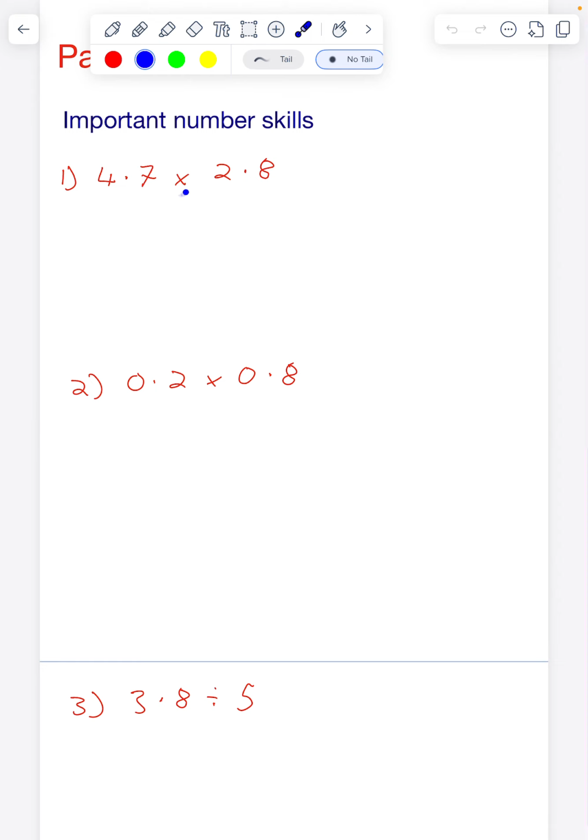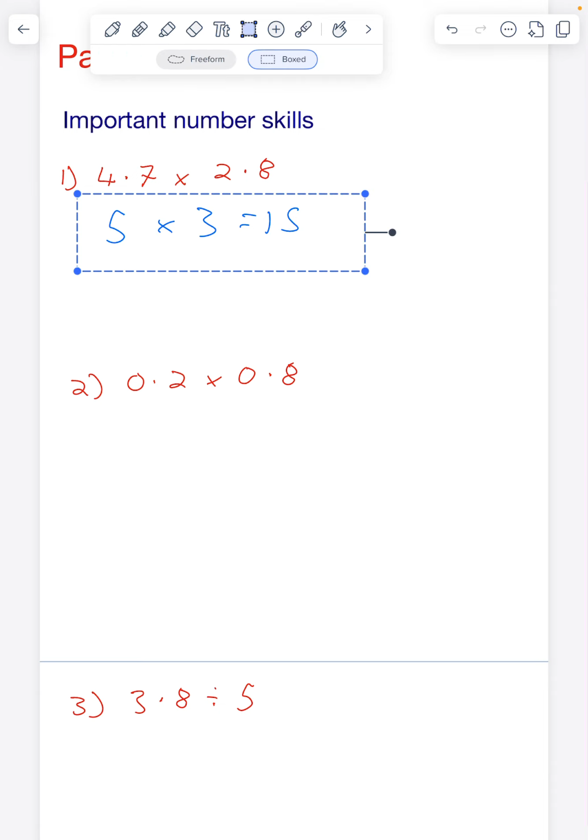Now, when you get questions on timesing decimals, I always think, well, roughly, what would the answer to this question be? 4.7 is roughly the same thing as 5, and 2.8 is roughly close to 3. So 5 times 3 is 15. So you know that this answer should be close to 15. So when you get your answer at the end, it should be roughly around about 15.